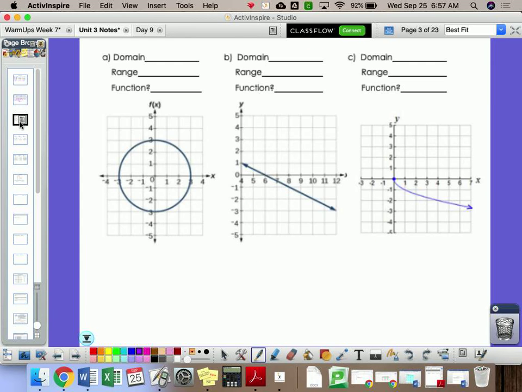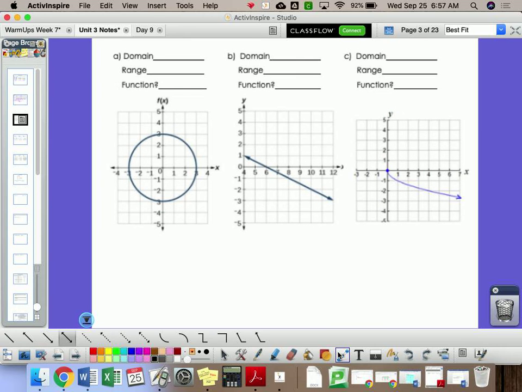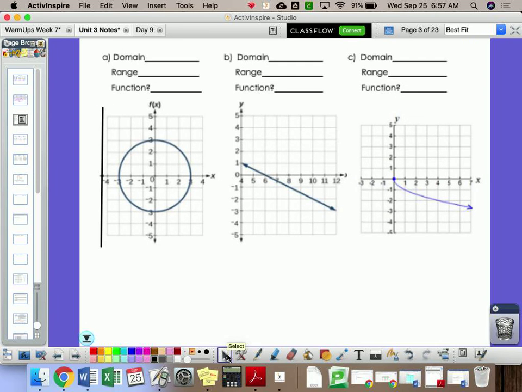So let's use that on that first example. So domain has to deal with the x-axis. So I like to use a line to help me see when on the x-axis do I start touching my graph? So I'm going to use a line. You could use your pencil to determine this. Okay, so I like to drag this line across.